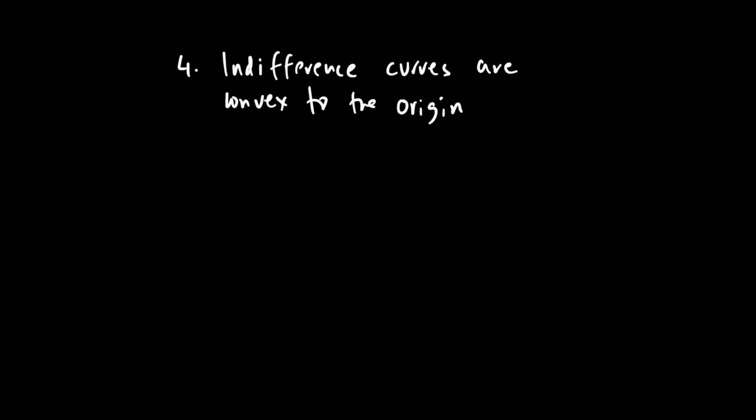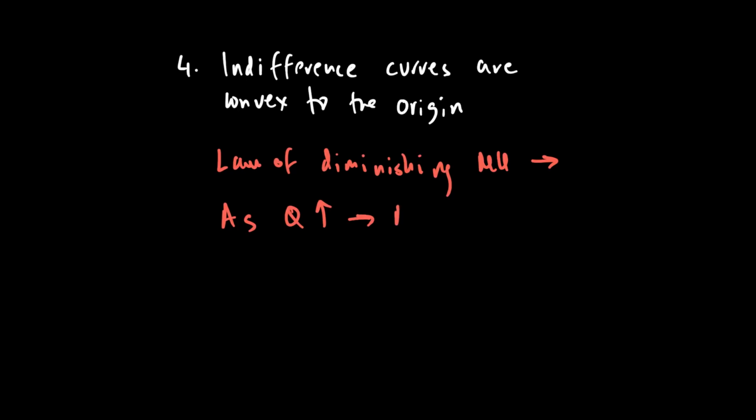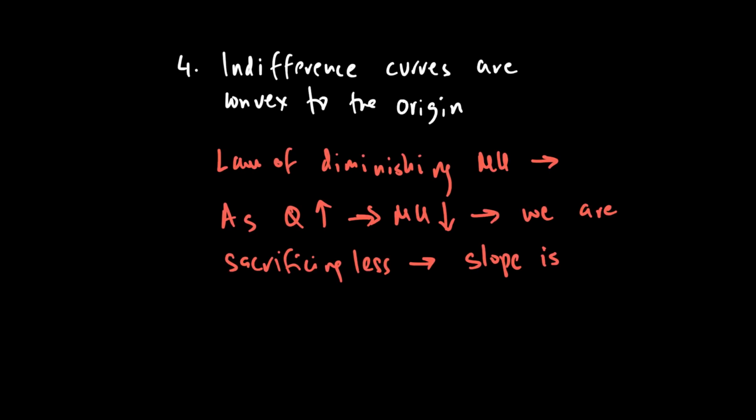And the answer is because of the law of diminishing marginal utility, which means that as quantity rises, MU falls, and that's why we are sacrificing less, and that is exactly why our slope is reducing, which explains why our indifference curve is actually convex and not concave or even linear.